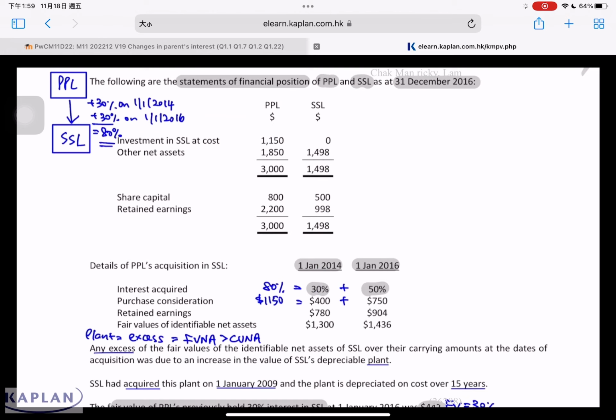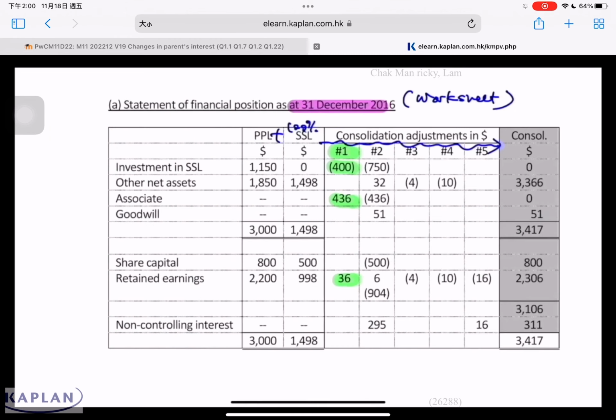Alternatively, you may do the entry something like this. Entry 1, you can simply add 36 here, add 36 here. It's the same. Inside here, there's a 400. We increase by 36, and this 36 is the share of post profits. Over here, in my worksheet, I just want to emphasize: before this year, it is an associate.